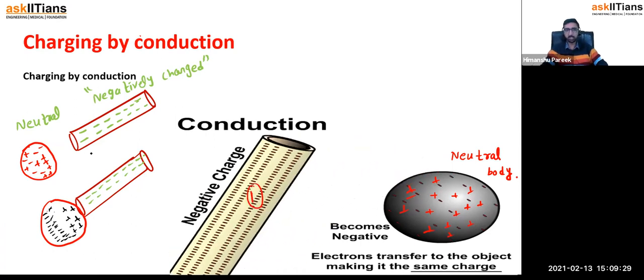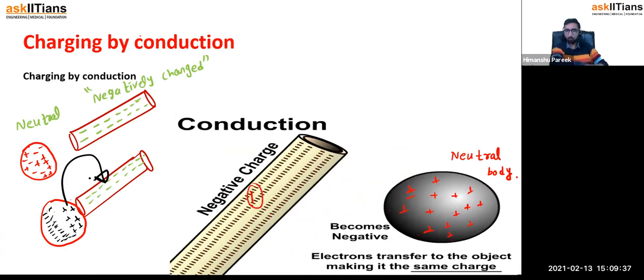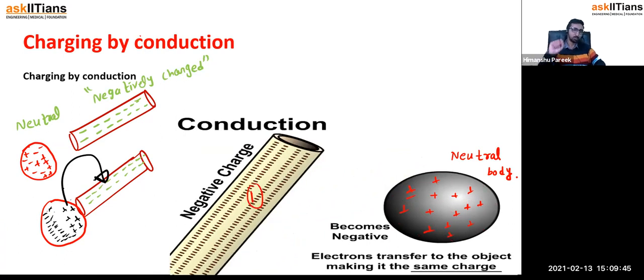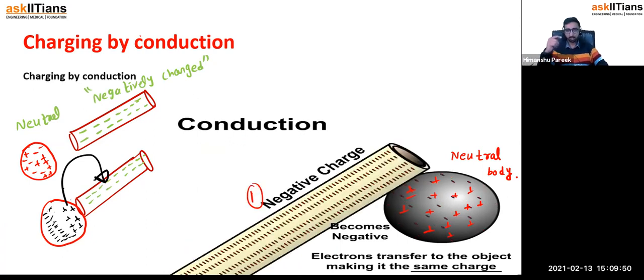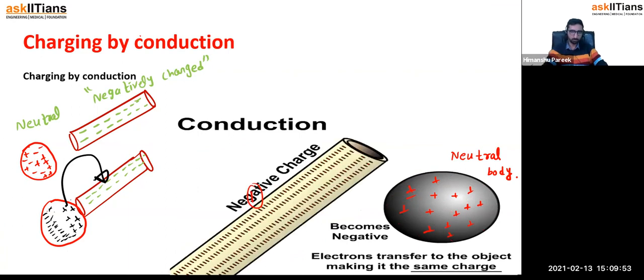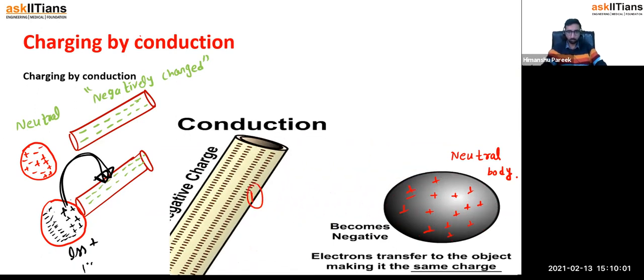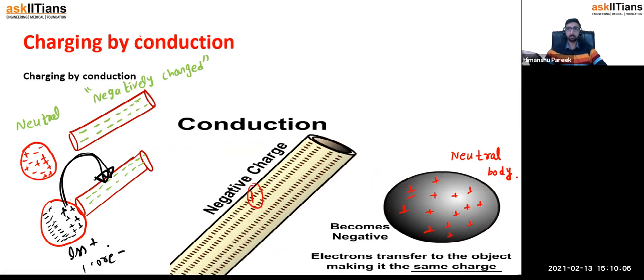And now because this body is in contact, this negatively charged stick, it is in contact. So this positive charge will get transferred to this negatively charged body. And now when you remove the contact, what will happen? As soon as you remove the contact, if you look at this negatively charged body, because it has given some positive charge to the other system, the positive charge has been transferred from here to here. This will become, because now it will have less positive and more negative, because positive charge has been transferred to the negatively charged body.